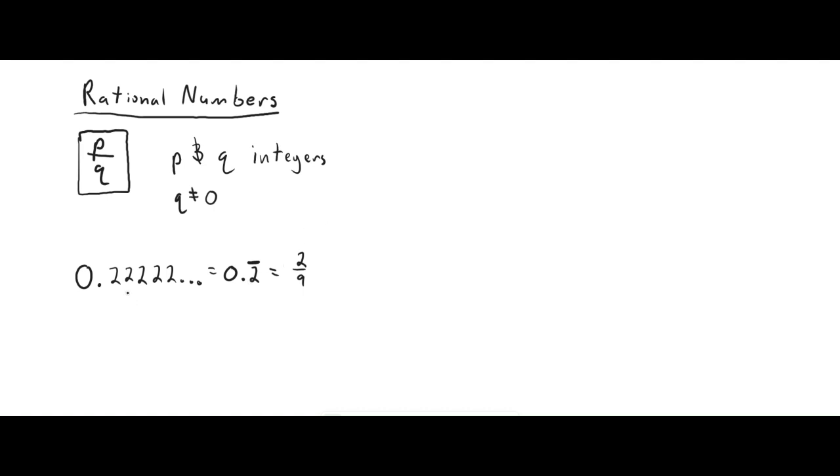So even something more complicated like 0.123, 123, 123, forever and ever like that, which you would just write as 0.123, put a bar over the whole repeating part. I won't work out what the fraction is, but I know that I could write that as a fraction because it's a repeating decimal. Okay, so any repeating decimal can be written as a fraction, so any repeating decimal is a rational number.